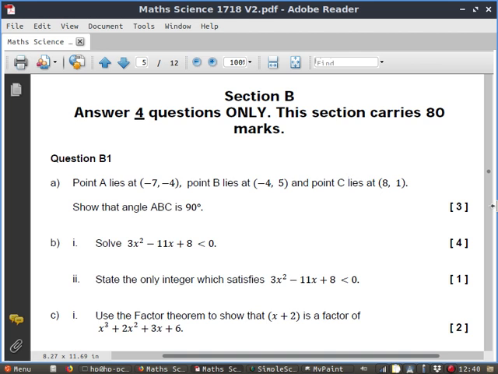Actually, that's a good one to finish on because it's a little bit different to what we've done before. Just before you start, look at what's happening here. Point A is here, point B is here, and point C is here. Show that the angle ABC is 90. I think you can figure out how to do this, because the fact that it's 90 is important.